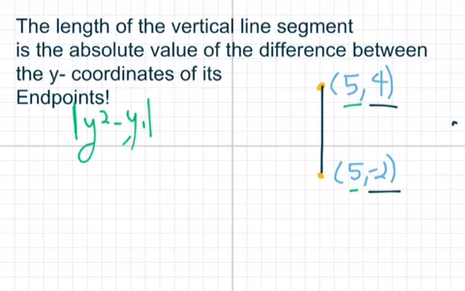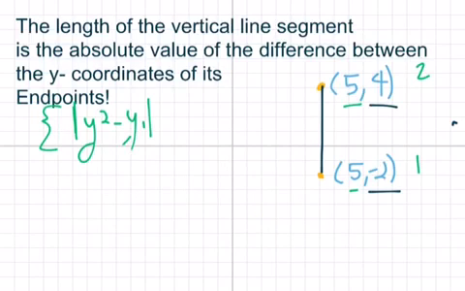So to find the length of a vertical line segment on a coordinate plane, we use the absolute value of the difference between the two y-coordinates of the endpoints. So let's set it up like this. We have our absolute value, and right here I have a little example for you: y2 minus y1. This is our y2, and this is our y1.